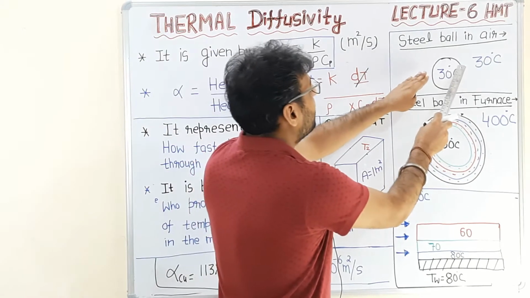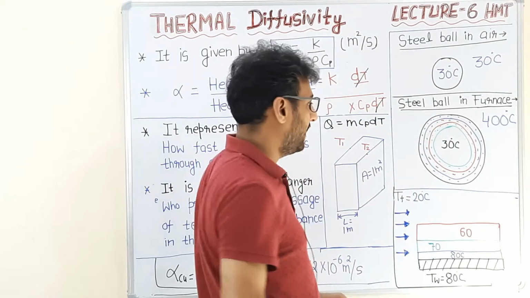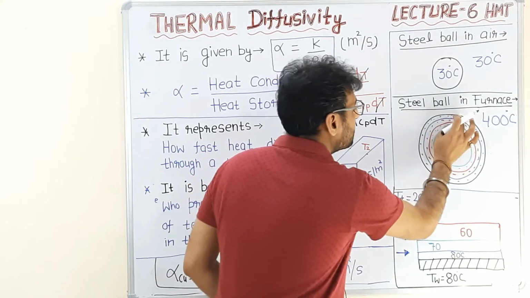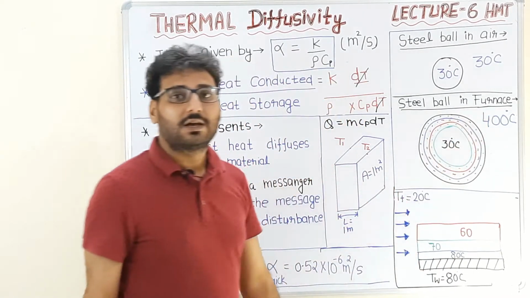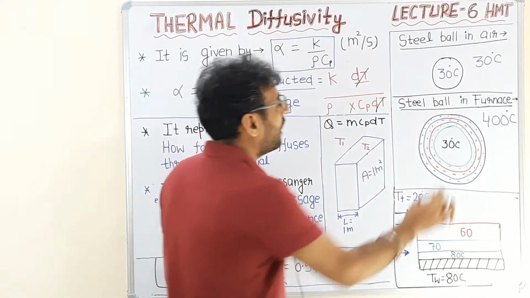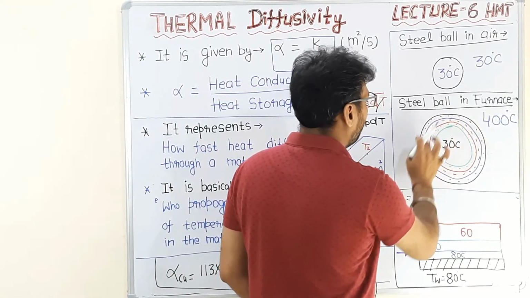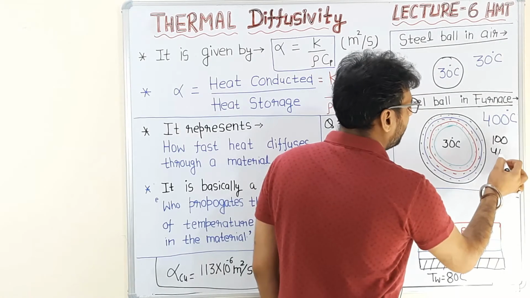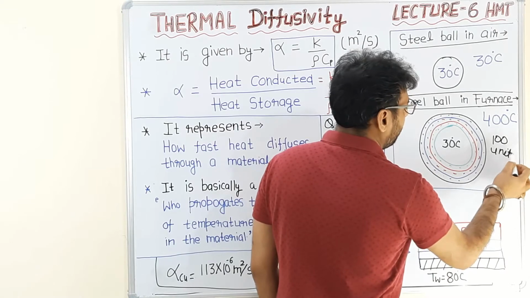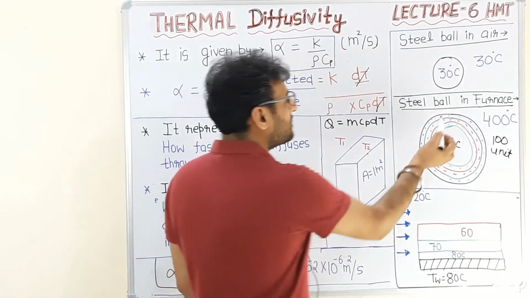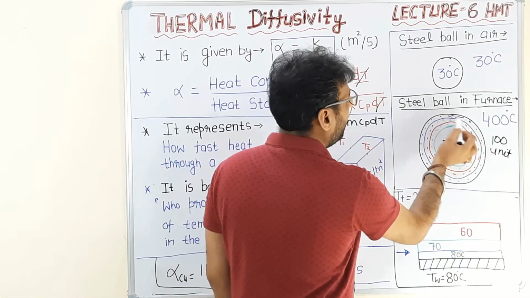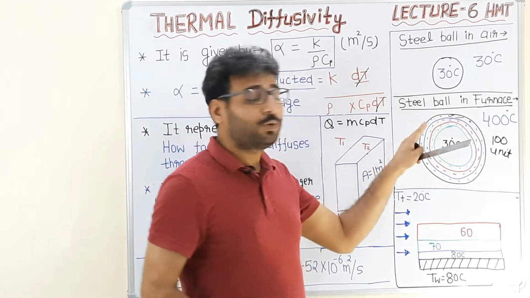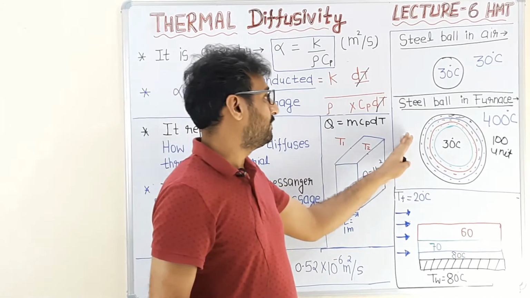Steel ball is initially at 30 degrees centigrade. Now outer surface comes in contact with the surrounding air, so there will be the convective heat transfer at the outer surface. Now suppose 100 units of the heat is transferred to this outer layer of the ball by convection. Now there are two possibilities for this steel ball.